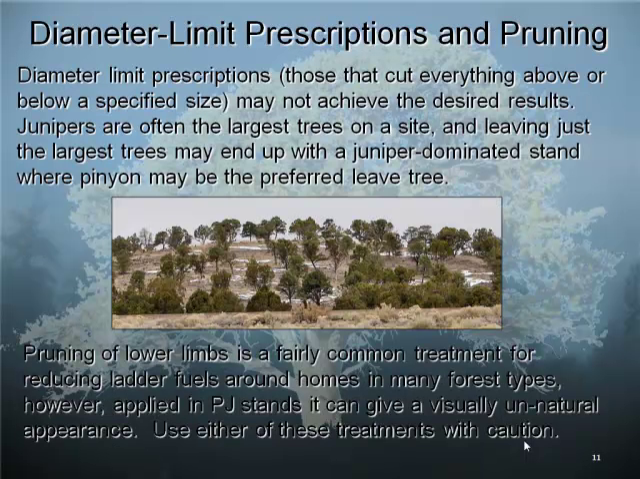One prescription that's been applied in many places is diameter limit cutting and pruning. These are done a lot of times where we put in fuel breaks. Basically, it means that trees above a certain size are left on site and everything below a certain size is cut. It can be reversed to that, but usually that's the typical approach in pinyon and juniper ecosystems.